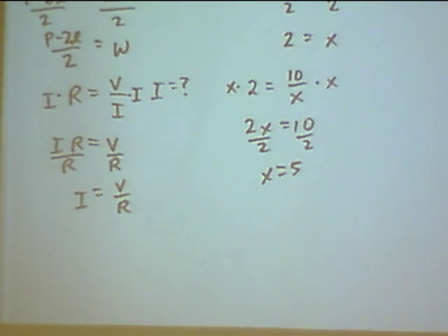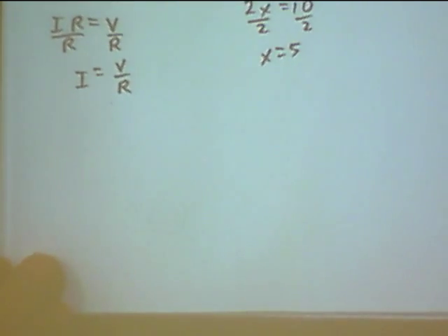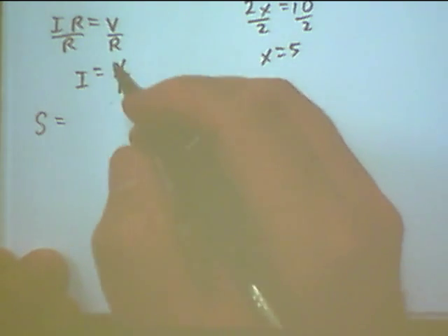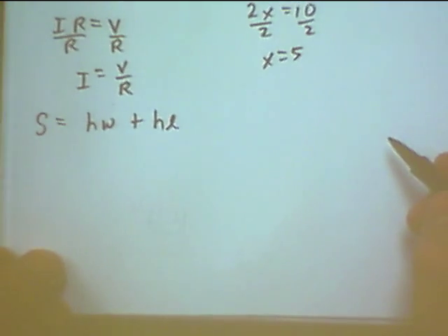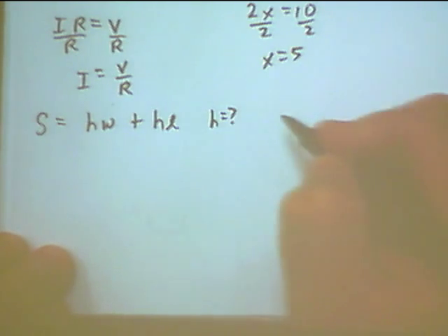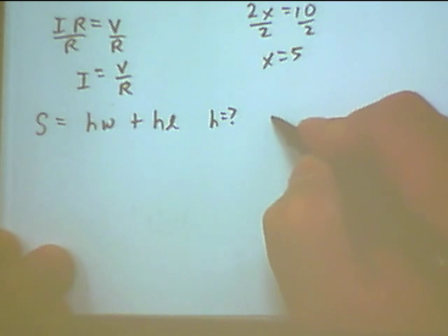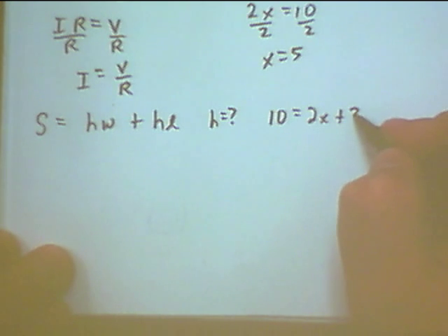Okay, so that's the idea. Let me do a couple of quick more ones, maybe a little more involved. Let me do this one. It's got a little more going on. Here's the formula. S equals HW plus HL. And we want to solve for H. And an equivalent kind of number problem is 10 equals 2x plus 3x.